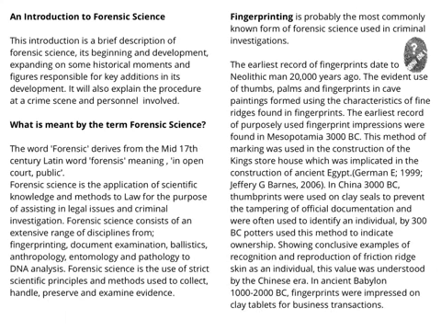In China 3000 BC, thumbprints were used on clay seals to prevent the tampering of official documentation and were often used to identify an individual. By 300 BC, potters used this method to indicate ownership. Showing conclusive examples of recognition and reproduction of friction-rich skin as an individual, this value is understood by the Chinese era. In ancient Babylon 1000 to 2000 BC, fingerprints were impressed on clay tablets for business transactions.